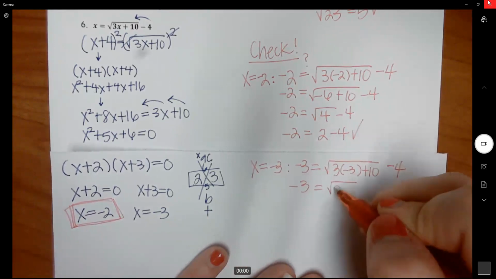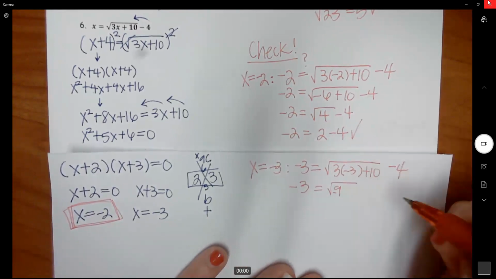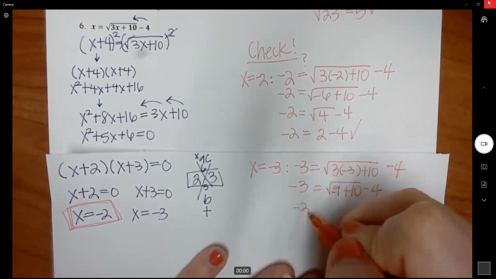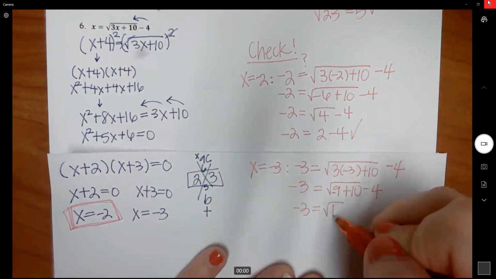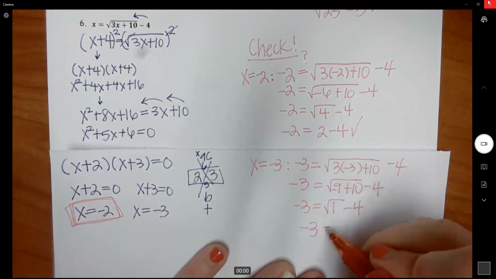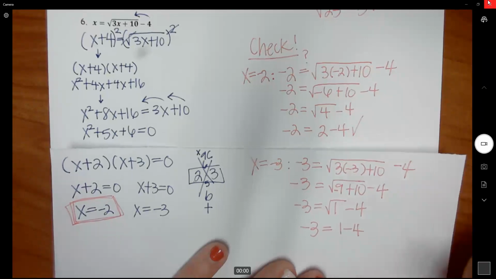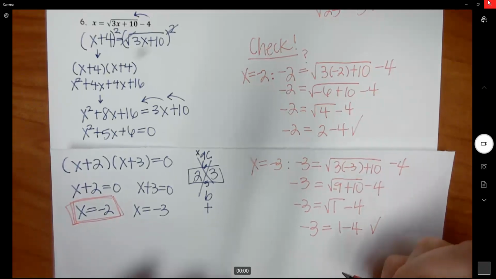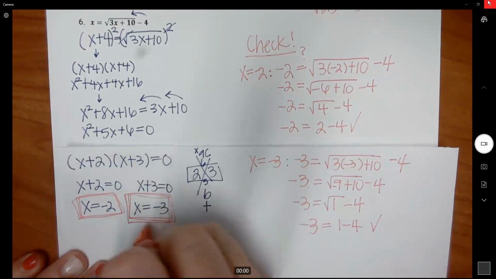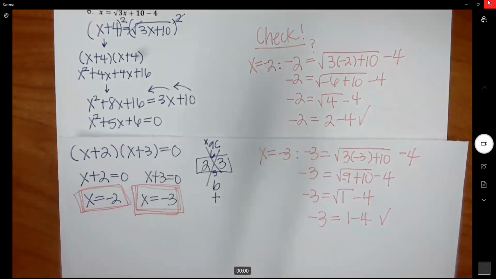So we get -9 plus 10. This gives me 1. The square root of 1 is 1. And so yes, 1 minus 4 does give me -3. So this is also my answer. So this one here has two solutions.